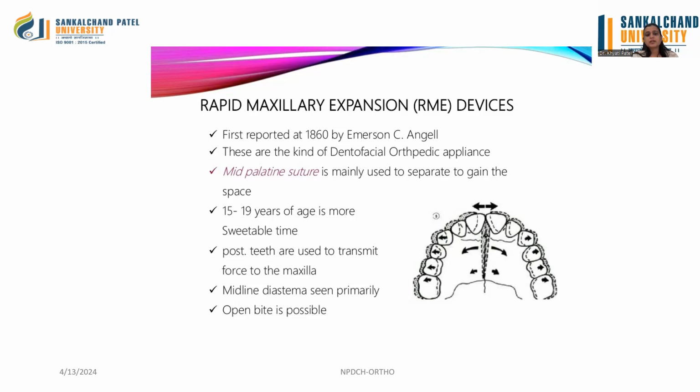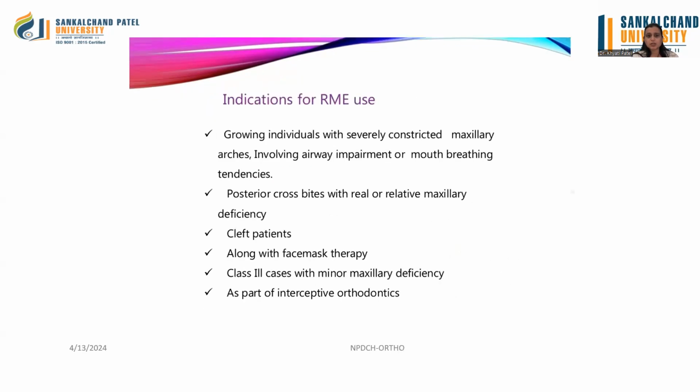The 15 to 19-year age is the more preferable time. Even we can give it to patients of 11 to 15 years to open the suture. Posterior teeth are used to transmit the forces of expansion. After expansion, first we will see the midline diastema. Then we can justify our result of the expansion. Sometimes an open bite may be possible, which can be further corrected with orthodontic treatment.